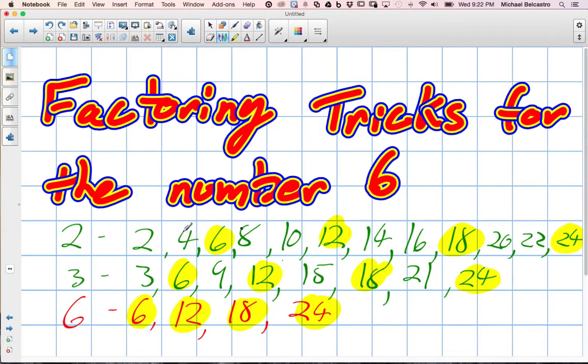And in between, you'll notice there's no common. 2, 3, and 4, none of those are common. 8, 9, and 10, none of those are common. 14, 15, 16, 20, 21, 22, none of those are common. So this rule works out really well. If 2 and 3 both go in, then 6 goes in.